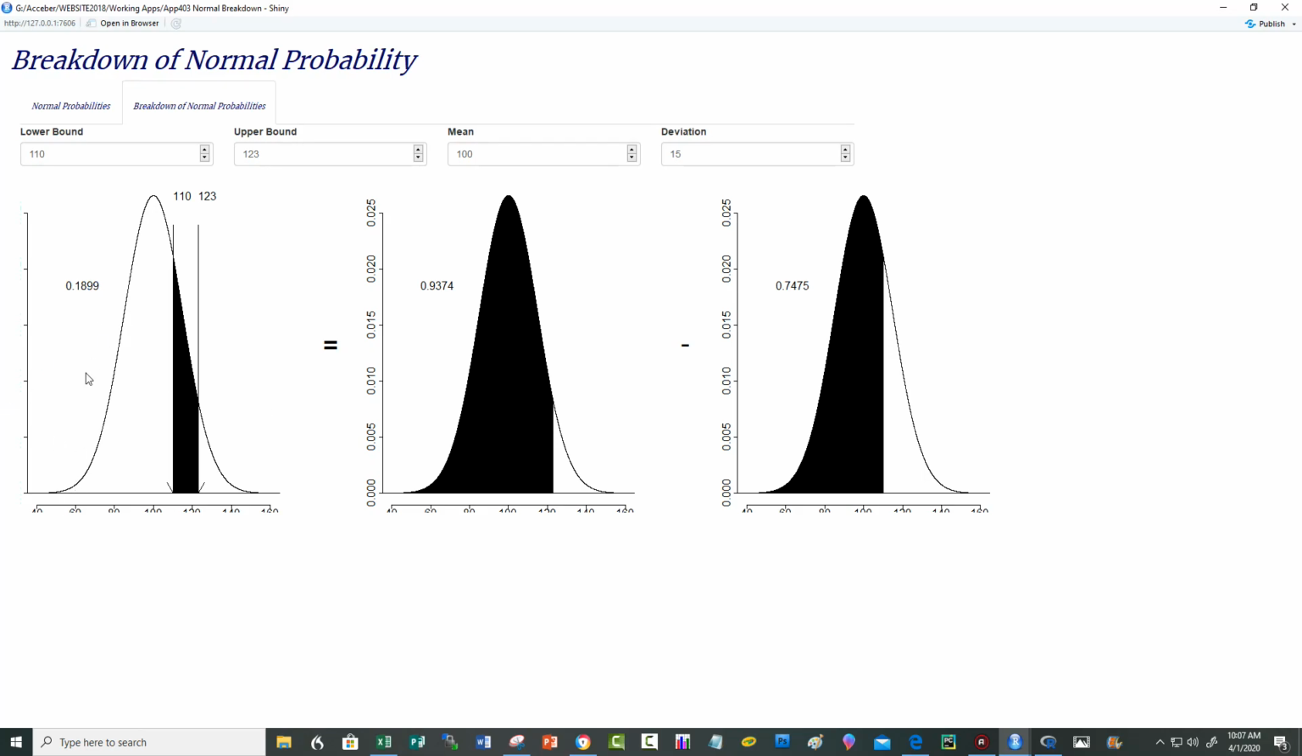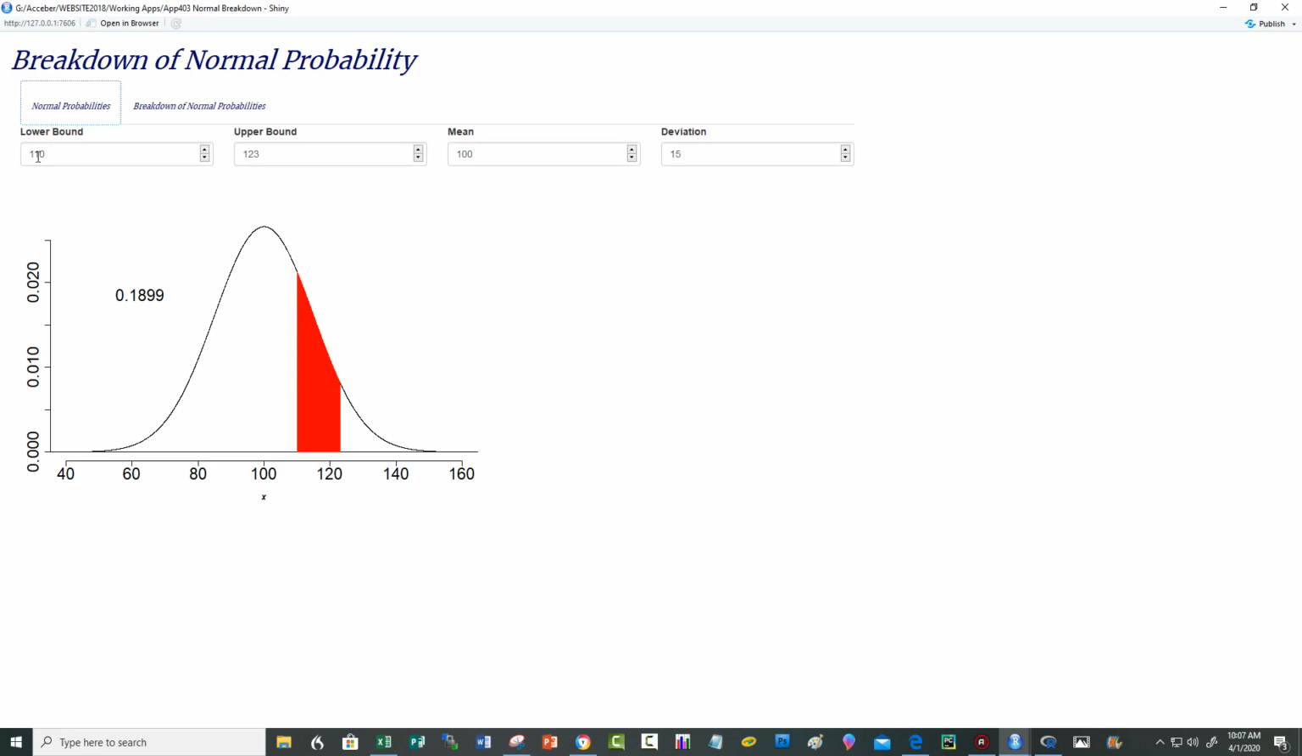So if you want this probability, then it's the probability to the left of your upper value minus the probability less than your lower value, leaving the wedge in between, and that probability would be the 18.99%. What's nice is this app can handle anything, so even if I asked what is the probability from 87 to 117, it'll tell you the probability.